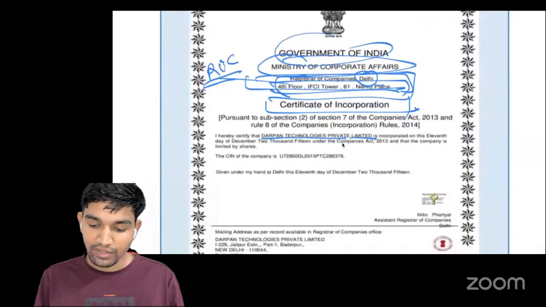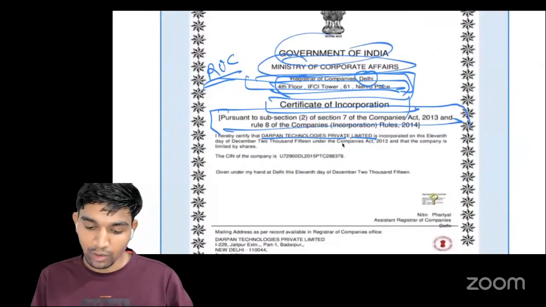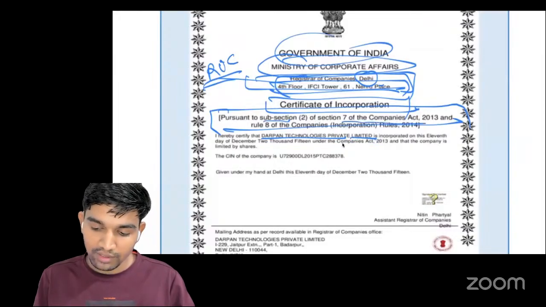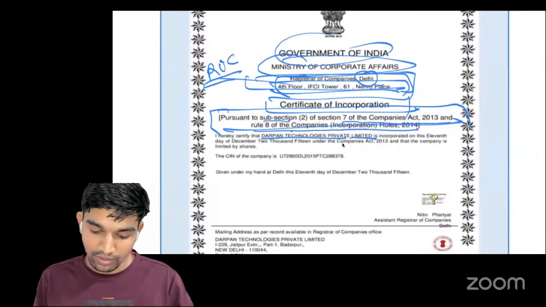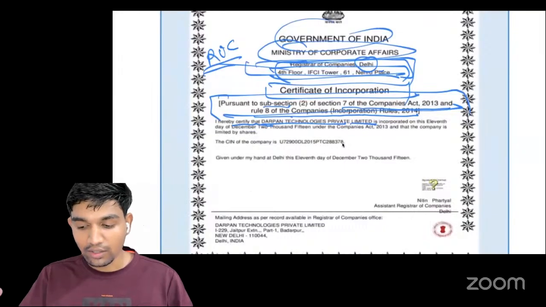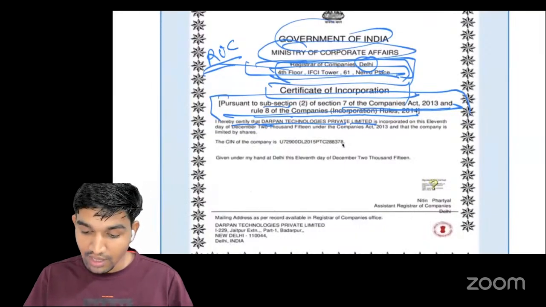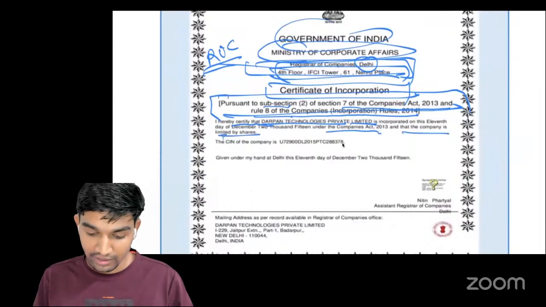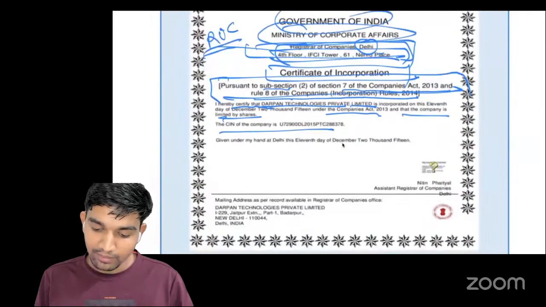And here they have mentioned under which section this certificate of incorporation is given, pursuant to sub-section 2 of section 7 of the Companies Act 2013 and Rule 8 of the Companies Incorporation Rules 2014. I hereby certify that Darpan Technologies Private Limited is incorporated from the 11th day of December 2015 under the Companies Act 2013, and that the company is limited by shares. The CIN of the company is shown here.